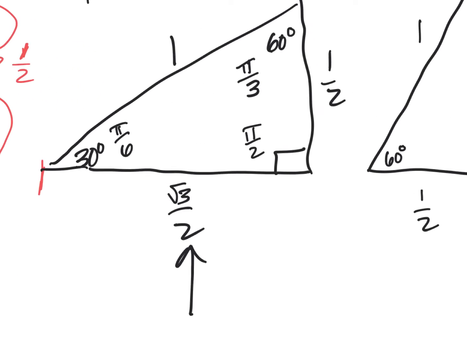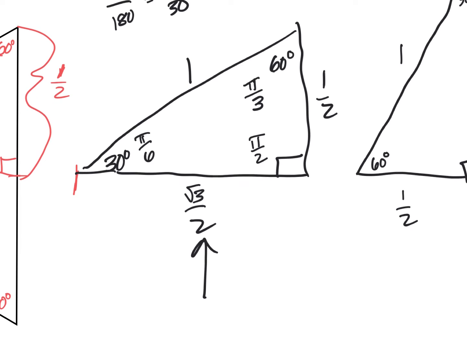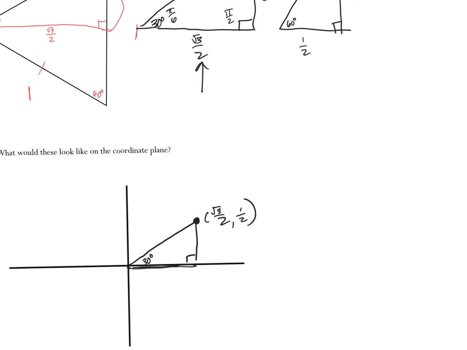Well, we just found that if this is 1, this is square root 3 over 2, and this is 1/2, yes? So the x coordinate for this point is just that distance. Is everybody with me? But what if I didn't draw it in that quadrant? What if I drew it over here, so that this was 30 degrees? How would that change it?